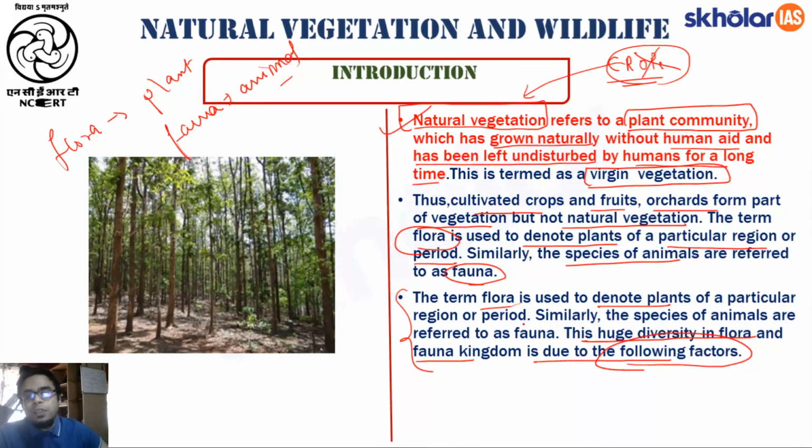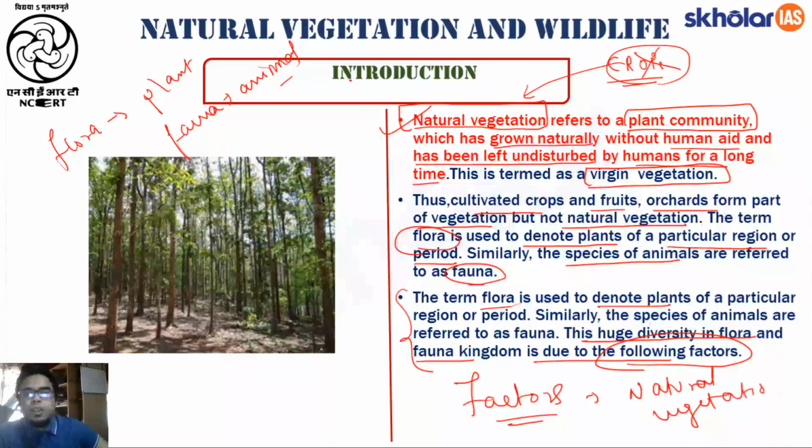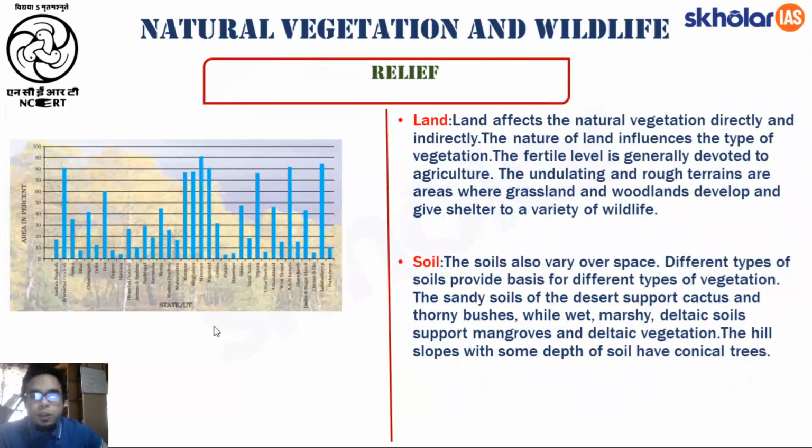Now you have to understand what the different factors are which determine the type of natural vegetation we will find in a particular location, right? So in this slide we have understood what natural vegetation is. Now let us look into the factors which talk about its presence. So the first factor is that the type of natural vegetation found in a particular place will depend upon the land of that particular area.